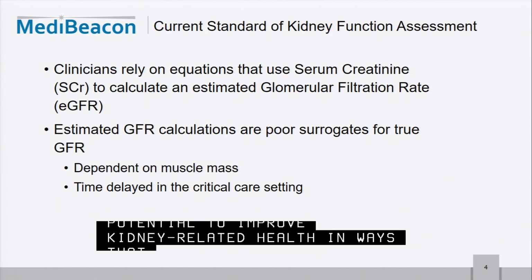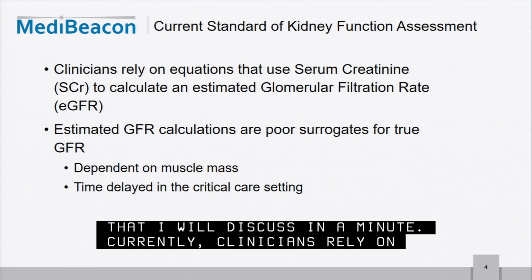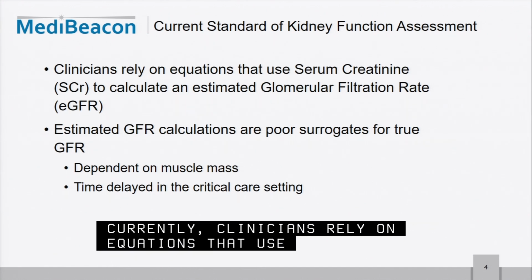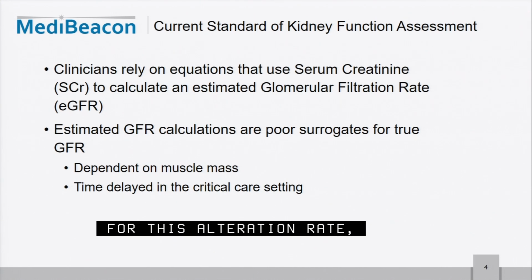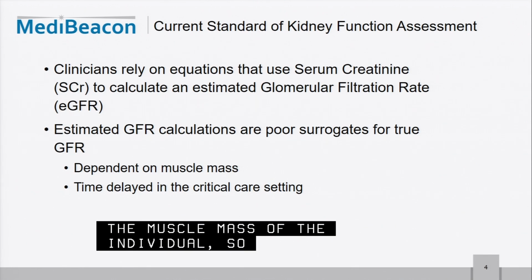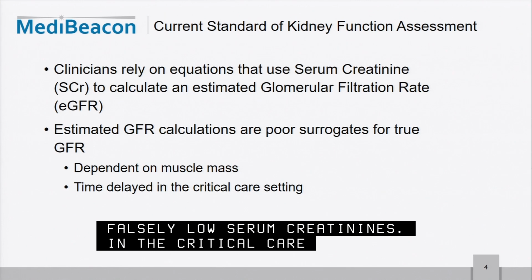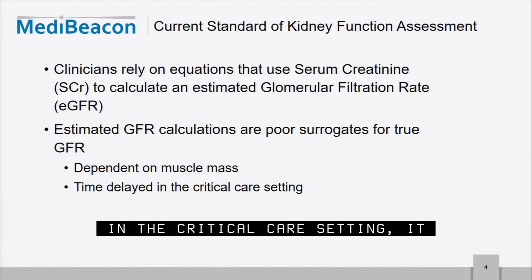Currently, clinicians rely on equations that use serum creatinine to calculate an estimated glomerular filtration rate. However, estimated GFR calculations are very poor surrogates for true GFR because it is dependent on the muscle mass of the individual. So patients who have chronic disease and have low muscle mass will have falsely low serum creatinines, leading to an overestimation of GFR. And in the critical care setting, serum creatinine changes to define or diagnose acute kidney injury are significantly delayed.